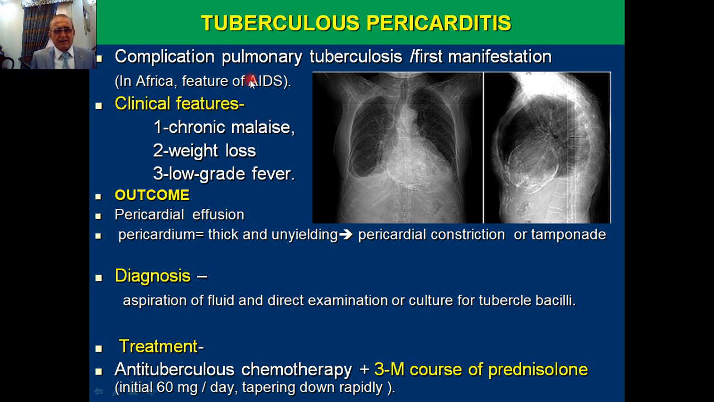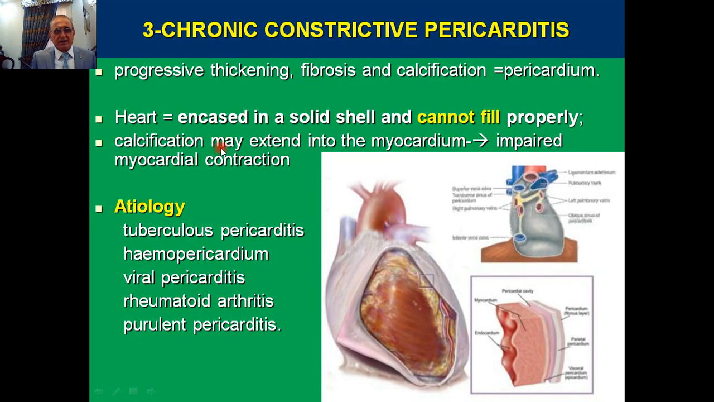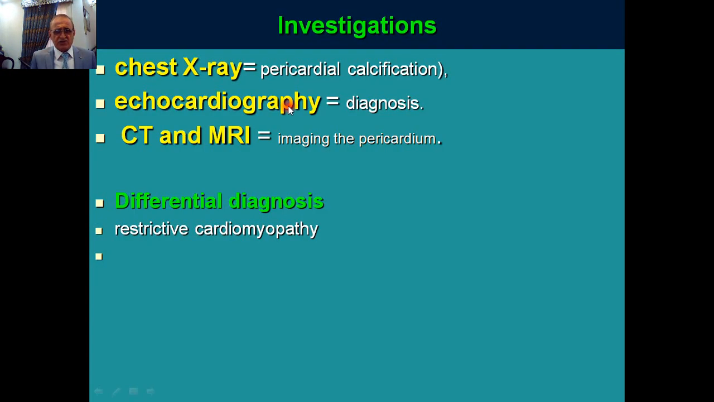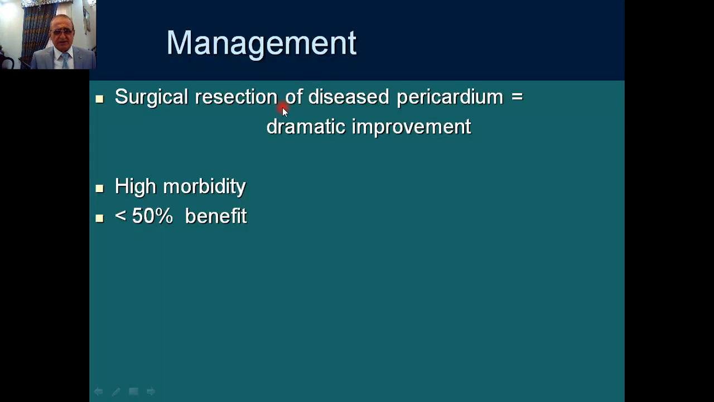The other thing, tuberculous pericarditis, is one of the inflammatory processes, but interestingly, it has no feature pertaining to the heart or the lung, presenting with chronic malaise, weight loss, and low-grade fever, and diagnosed again by aspiration, and treatment is anti-TB with steroid. The last was constrictive pericarditis. It can be an outcome of tuberculous pericarditis, and features are due to systemic venous congestion, and treatment is surgery.